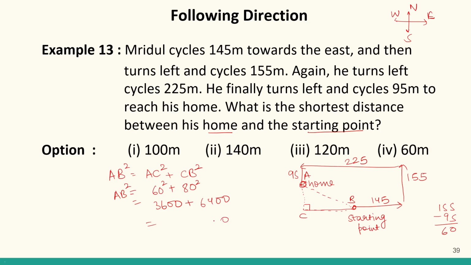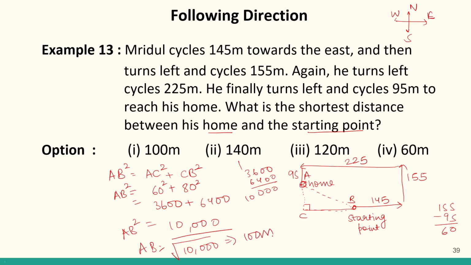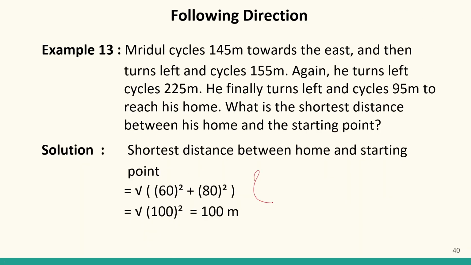If I add the two, 3600 and 6400 I am adding. I'll get how much? 10,000. And 10,000 is the under root of what? This is AB square. So AB will be under root of 10,000. And under root of 10,000 is how much? 100. So my answer will be 100 meter, which is option number 1. So option number 1 will be the correct answer to this question.